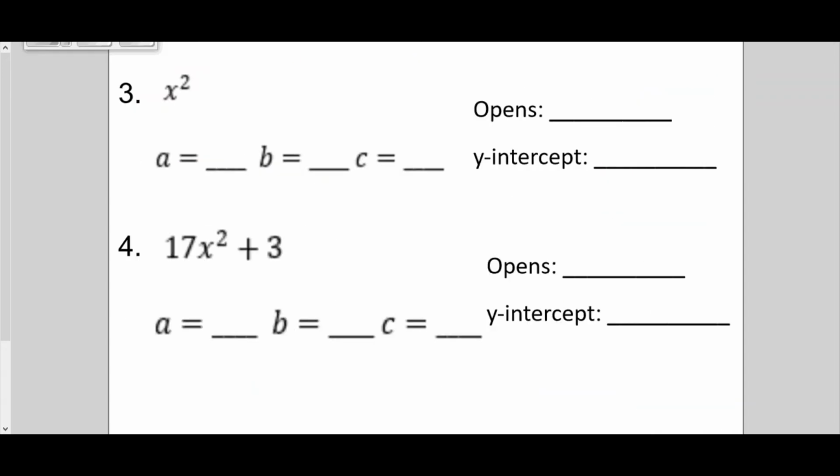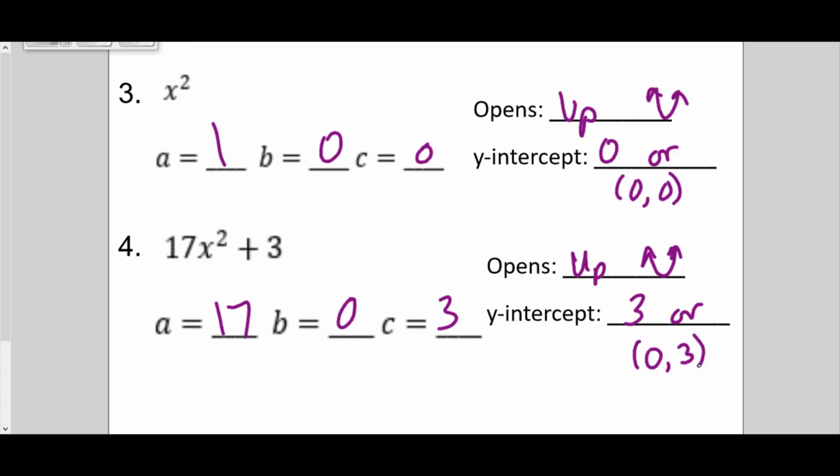Examples 3 and 4, I want you to give these ones a try. So hopefully you gave number 3 and 4 a try. In number 3, notice there was no x term and no constant term, so those are both 0. And then my number in front of x squared is 1. So my graph is going to open up because a is positive. My y-intercept, I don't have a c value, so it's 0. So my y-intercept will be 0, or the ordered pair 0, 0.